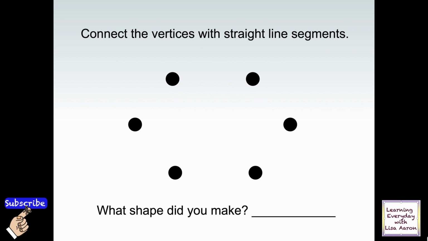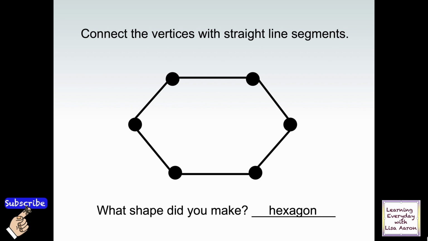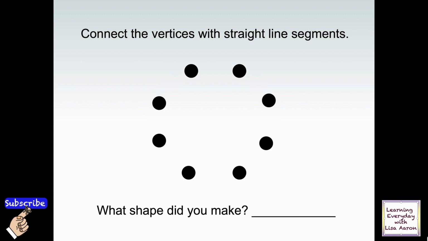Connect the vertices with the straight line segments. What shape did you make? A hexagon. Hexagon is 6-sided. Connect the vertices with the straight line segments. What shape did you make? An octagon.